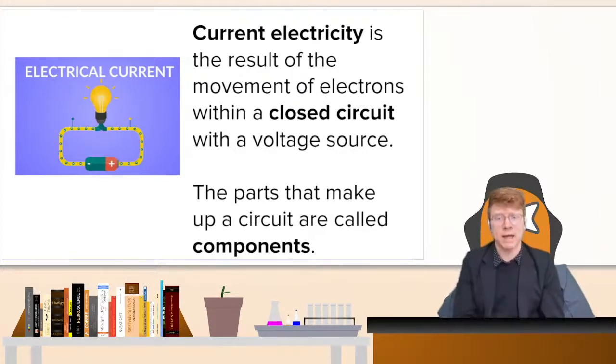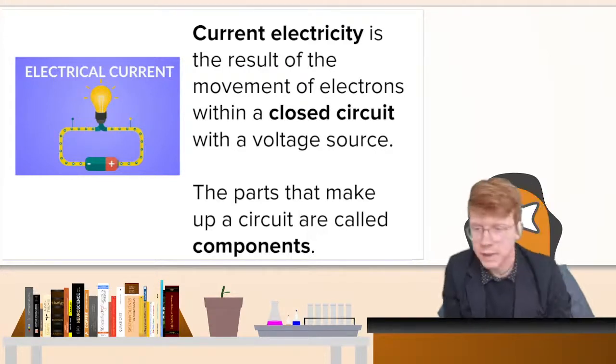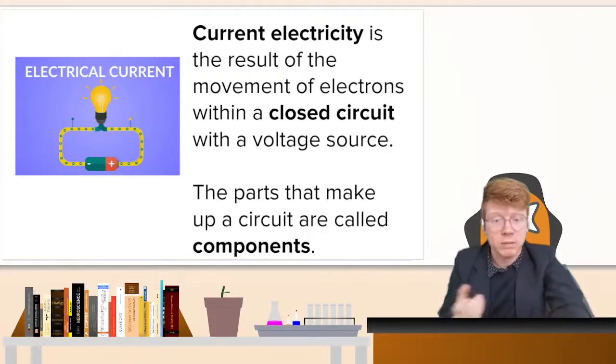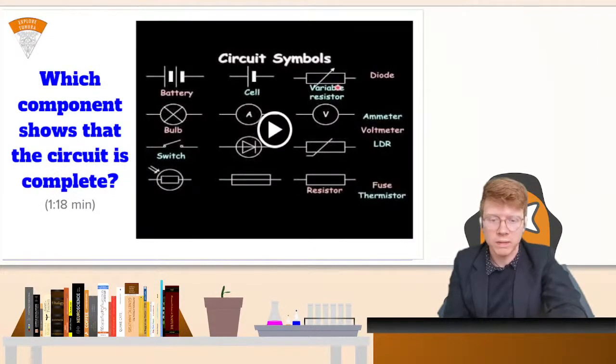Now, often we put something in the way, which we would call a component. And that could be anything that requires electricity to function. Something like a light bulb, a heater, a toaster, a kettle, could be whatever. Now, we have some diagrams that we use to make these things simpler. So we've got a little video that goes through some of these fundamental examples.